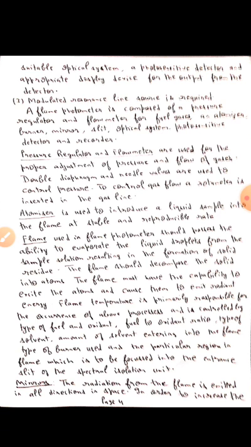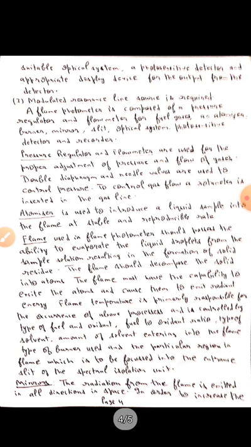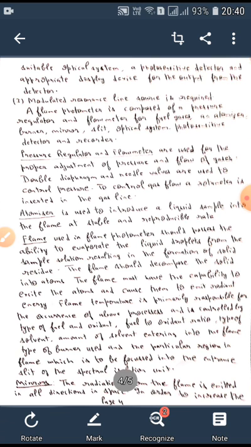Pressure regulator and flow meter. Pressure regulator and flow meter are used for the proper adjustment of pressure and flow of gases. For this, double diaphragm and needle valves are used to control pressure. To control gas flow, a rotameter is inserted in the gas line. Atomizer. The atomizer is an important requirement and is used to introduce a liquid sample into the flame at a stable and reproducible rate.